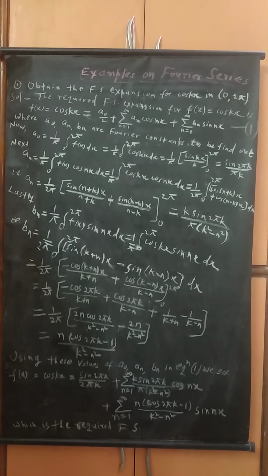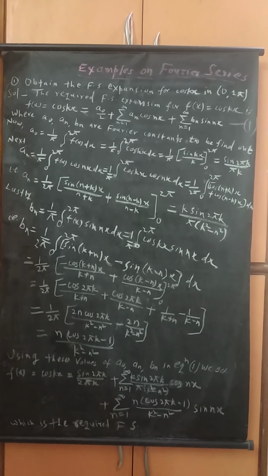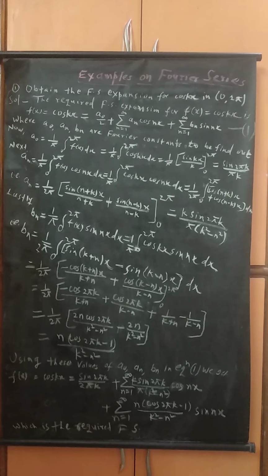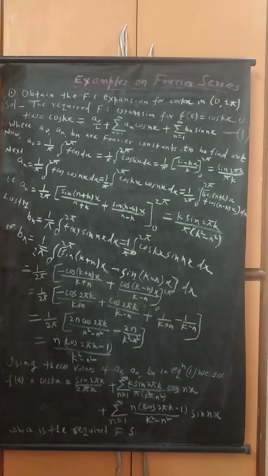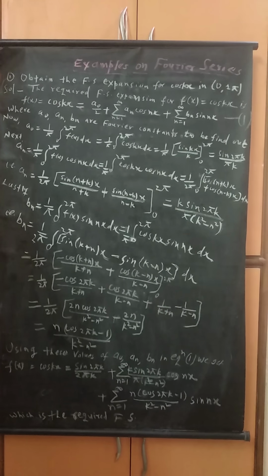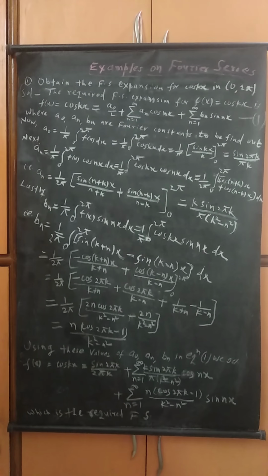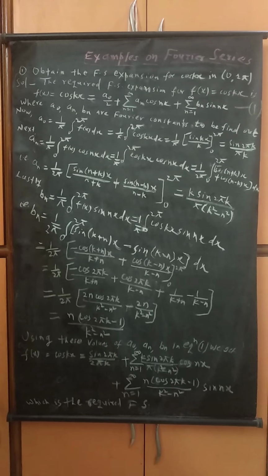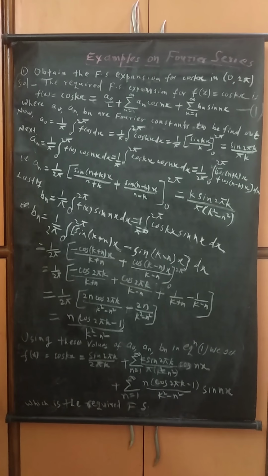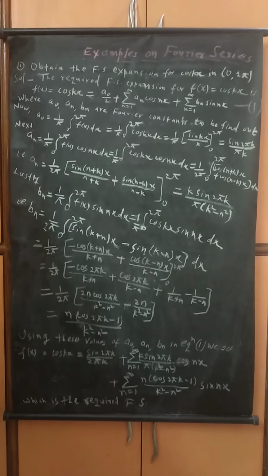So in equation 1 we get f(x) = cos kx is equal to sine of 2 pi k divided by 2 pi k plus summation n takes values from 1 to infinity k into sine of 2 pi k divided by pi into k square minus n square cos nx plus summation n takes values from 1 to infinity n into cos of 2 pi k minus 1 divided by k square minus n square into sin nx, which is nothing but our required Fourier series.